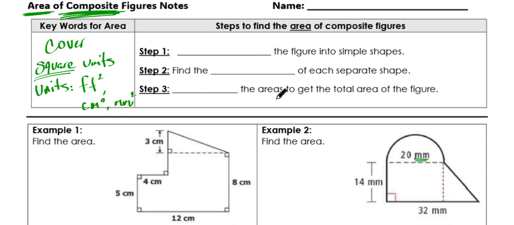So this is going to take a little bit more imagination. You're going to split up the shape. So you want to split the figure into simple figures. Again, the simple figures that I'm talking about are all on your formula sheet. You find the area of each separate shape, and then you add those together to find the total area of the figure.